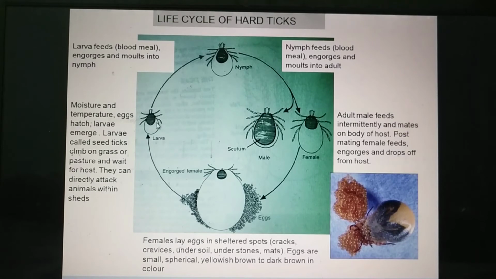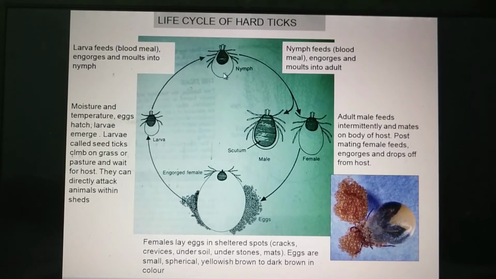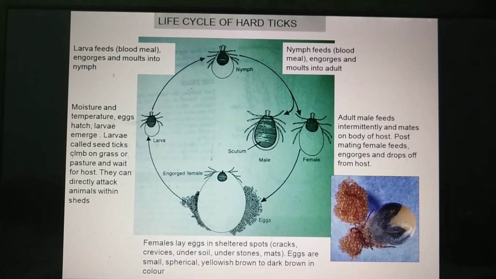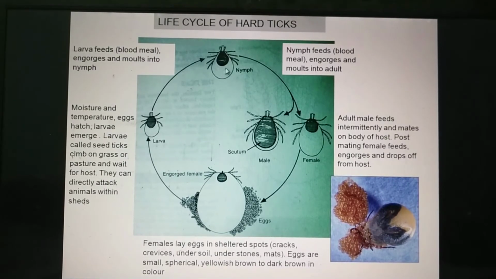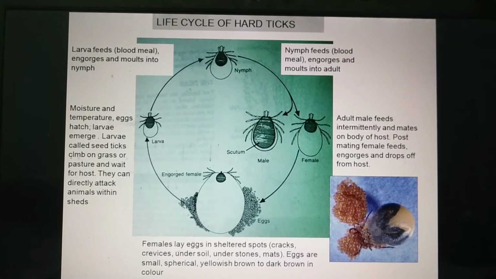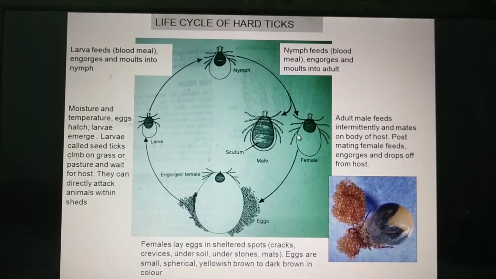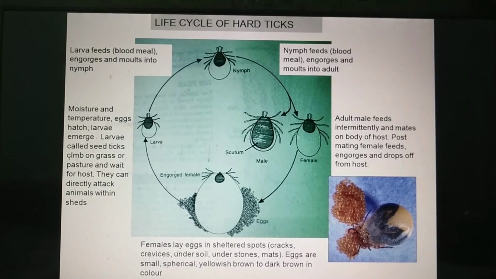Or it may so happen the larva feeds, it falls off, and the first molting takes place away from the host, on the ground. So molting from the larva to nymph may take place away from the host. The nymph will again attach to another host, and again the second molting, that is from nymph to adult, can take place away from the ground, away from the host.